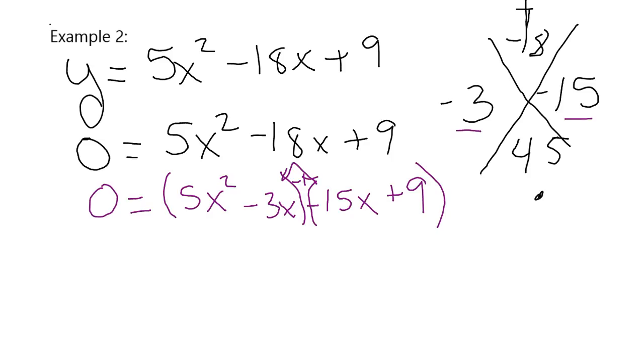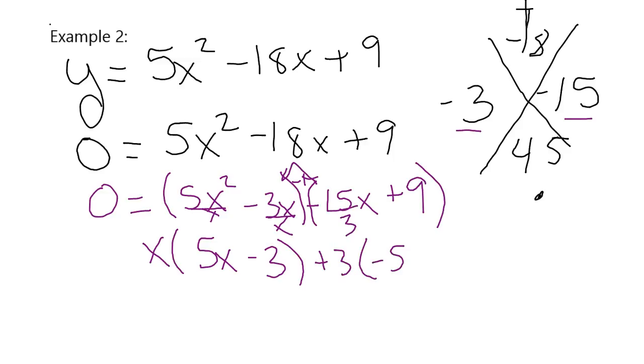Okay, so now we have 5x squared minus 3x. The only thing that those have in common is an x, so I'm going to pull out an x. 5x squared divided by x, we're left with 5x, and negative 3x divided by x, we're left with a negative 3. And then for the second set, we have a negative 15x and a positive 9. Looking at this, they have a 3 in common, so I'm going to bring out a 3. Negative 15x divided by 3 is a negative 5x, and 9 divided by 3 is a positive 3.